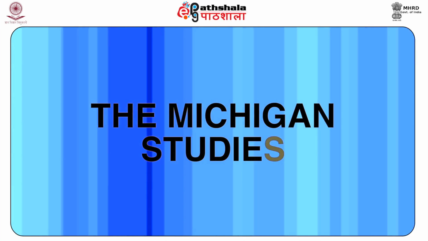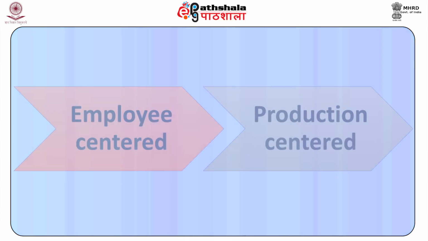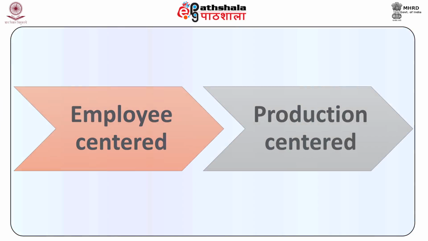The first is the Michigan studies. The Michigan researchers found 2 kinds of leadership styles. They were the following: employee-centered, production-centered. In employee-centered style of leadership, the leader tries to influence the employee performance. He does this by treating the subordinates well and by showing concern for their well-being. Also, he encourages them and involves them in decision-making process.